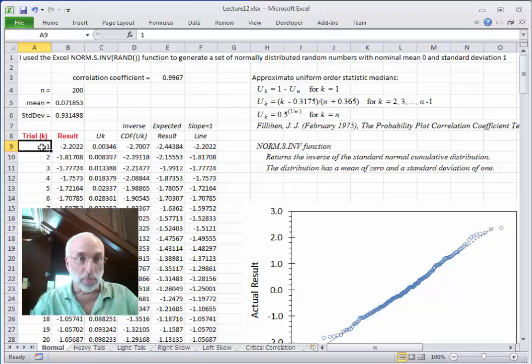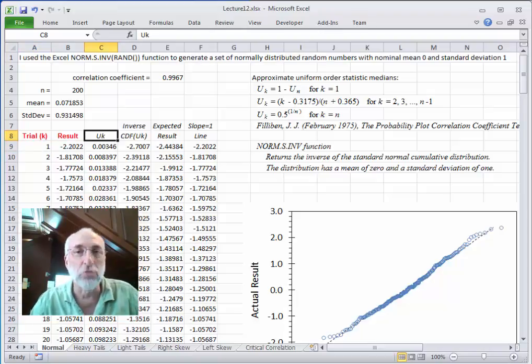That's the input. What I'm going to do next is use that rank order, k, to create an empirical CDF, cumulative distribution function, which we'll call u_k, our approximate uniform order statistic. Now, as we saw in the lectures, there are several different ways of creating that, and different people have used different approaches. They're all about the same as long as n is reasonably large, and 200 is large enough. So basically, all the different techniques give you about the same answer if you have 200 data points.